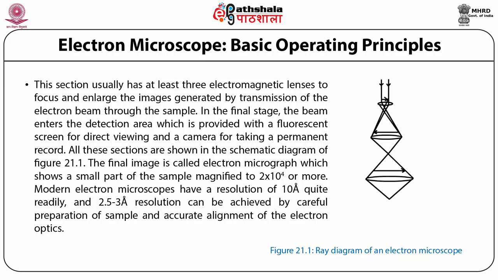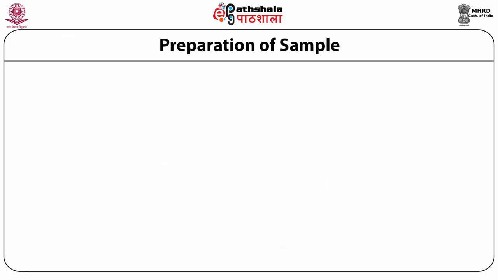Modern electron microscopes have a resolution of 10 angstroms quite readily, and 2.5 to near about 3 angstroms resolution can be achieved by careful preparation of sample and accurate alignment of the electron optics. Now we shall talk about the preparation of sample.